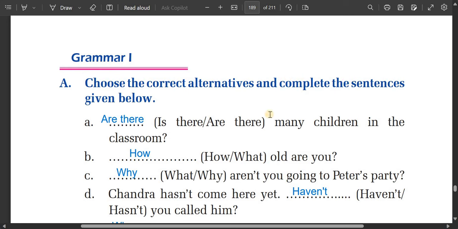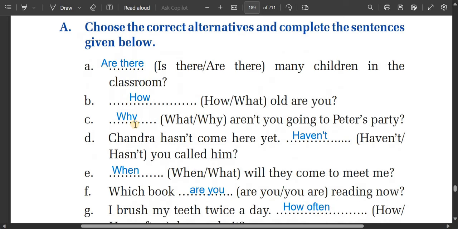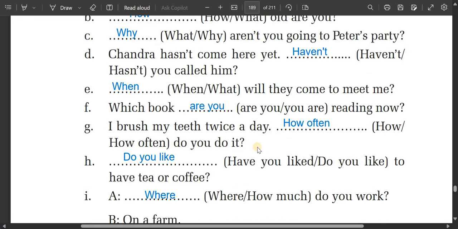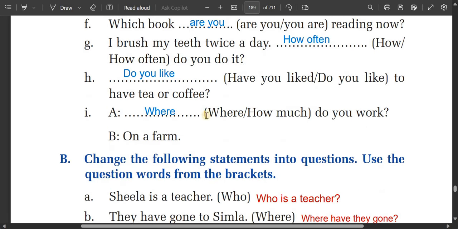So here, are there many children in the classroom? Here it is are there, because this is plural, you can see they are a plural subject. Now B. How old are you? Very easy. Now C. Why aren't you going to Peter's party? Now D. Chandra hasn't come there yet. Haven't you called him? Now next. When will they come to meet me? Now F. Which book are you reading now? Now G. I brush my teeth twice a day. How often do you do it? Now, do you like to have tea or coffee? Now I. Where do you work?